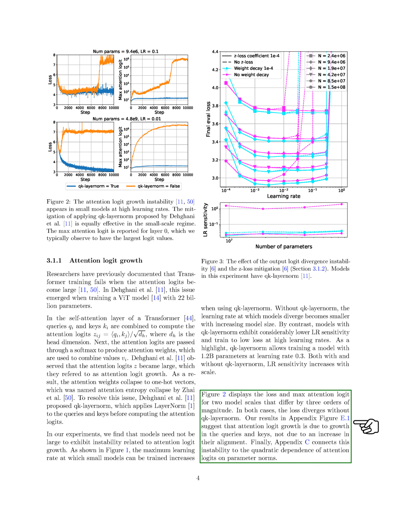Our results suggest that attention logit growth is due to growth in the queries and keys, not due to an increase in their alignment. We also connect this instability to the quadratic dependence of attention logits on parameter norms.